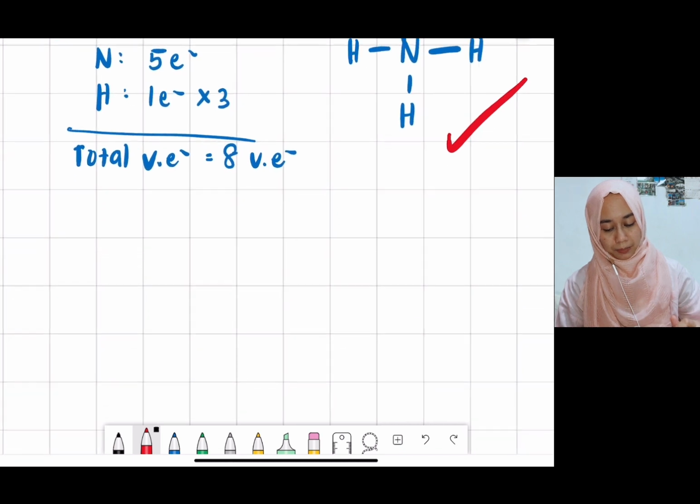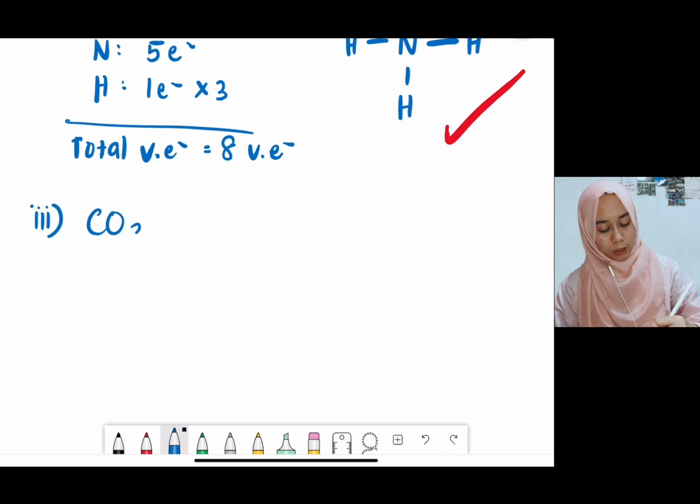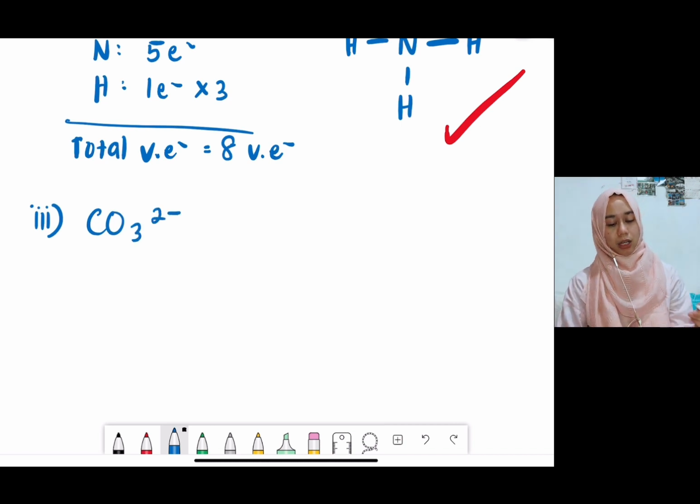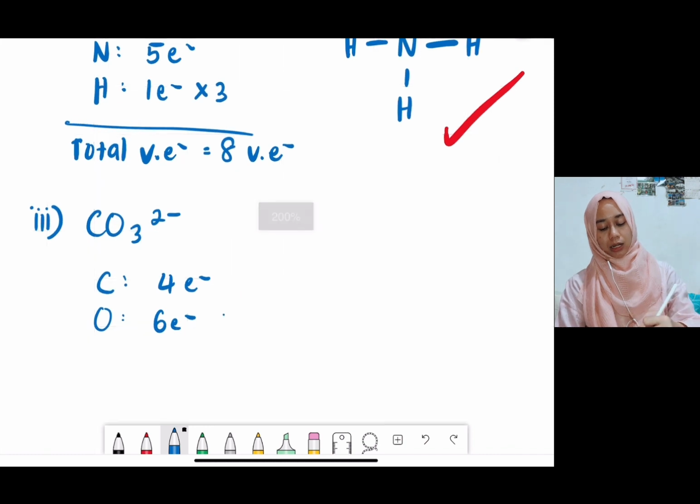Contoh ketiga, kita ada carbonate ion CO3 2 negative. Okay, so now kita pergi balik kepada the very first step. First step adalah cari total number of valence electron. Carbon is in group 14, therefore it has 4 valence electron. And then oxygen pula is in group 16, therefore it has 6 electron. Tapi dia ada 3, so kena darab 3.